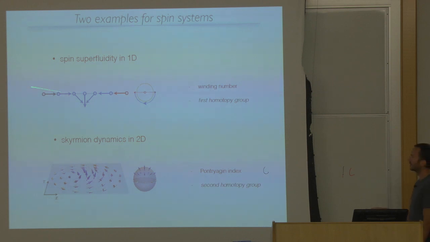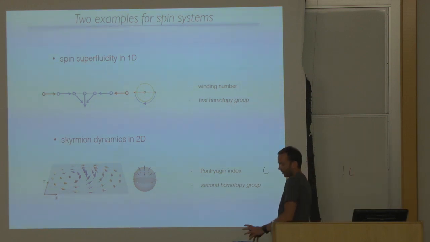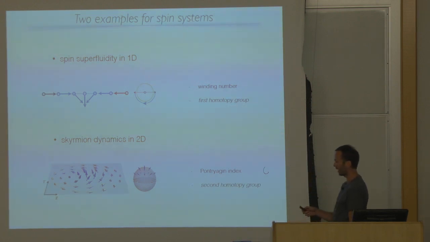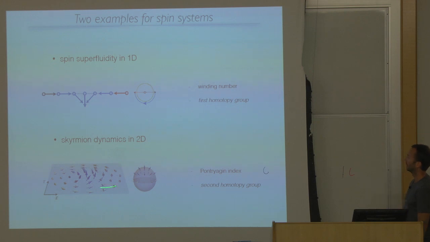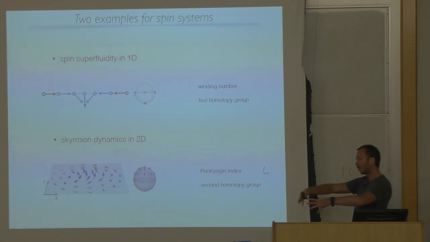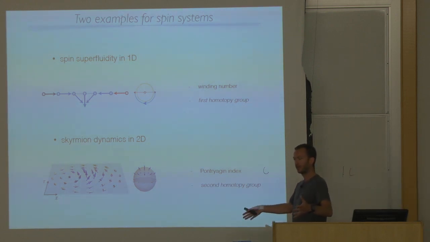And that number, just like the winding number, is conserved in the sense that if you fix the boundary condition, any smooth distortions of the texture in between will not change that winding number, okay? Or the wrapping number, the skyrmion number, okay? So these are the two examples of topological invariants which are delocalized in real space, okay?